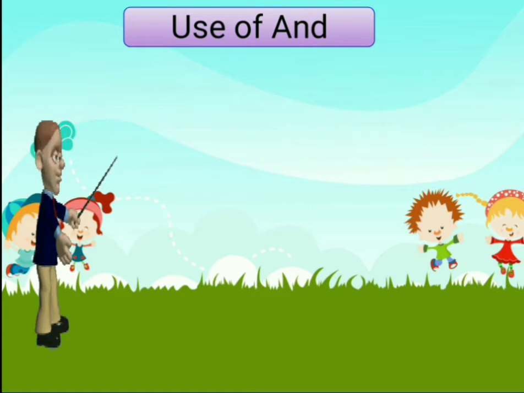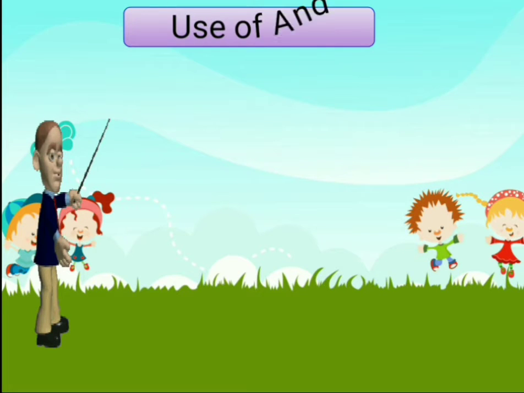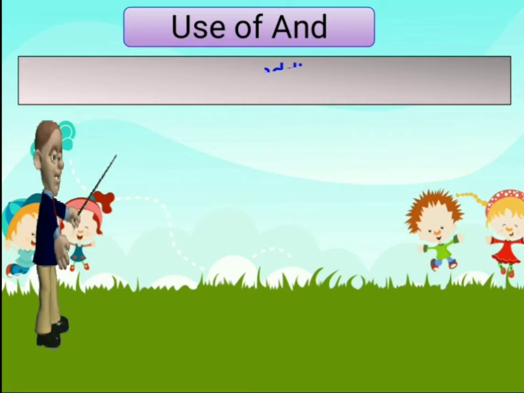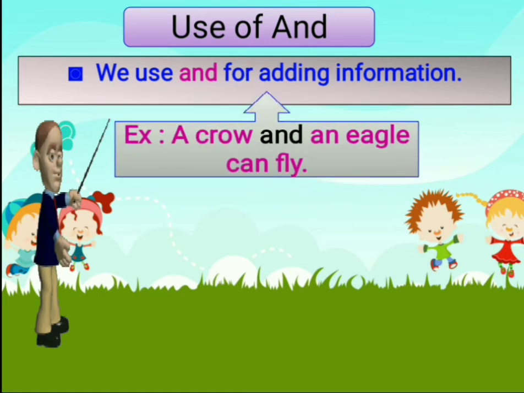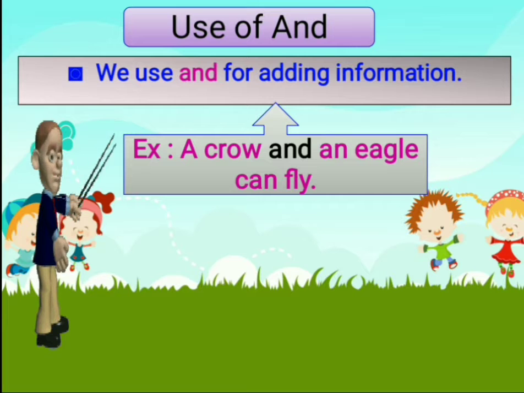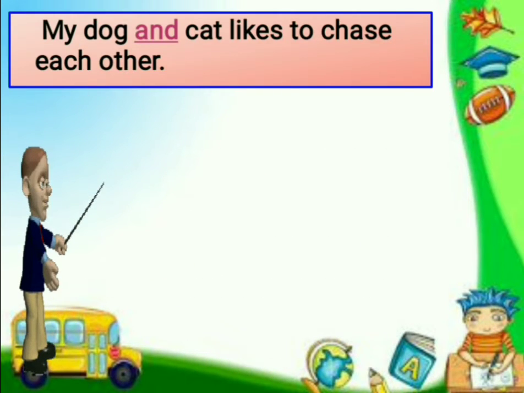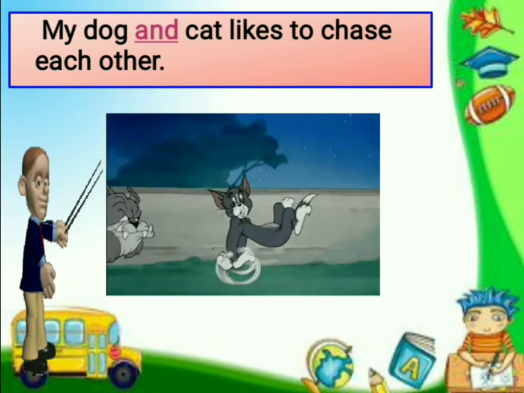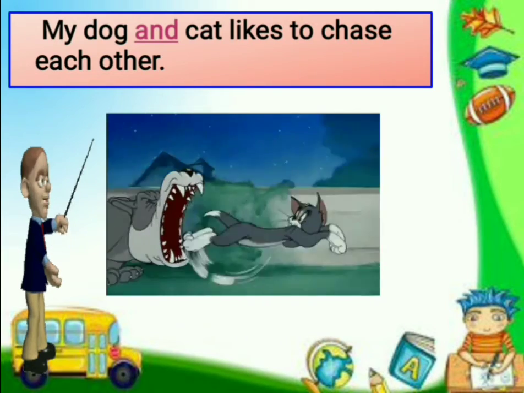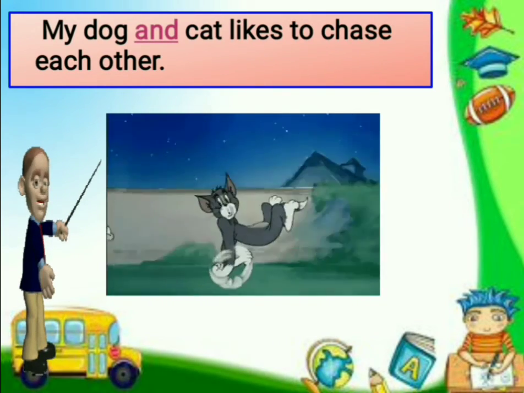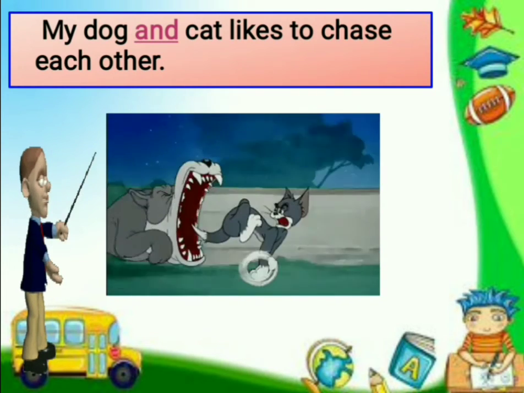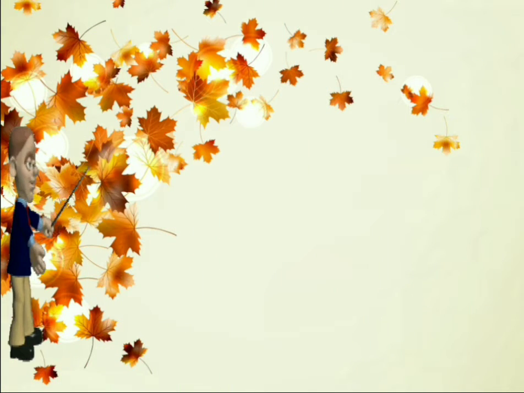So the first conjunction is and. We use the conjunction and for adding information. For example, a crow and an eagle can fly. Now let us see another example. My dog and cat like to chase each other. Dear students, in this sentence, the conjunction and is used to add information about the dog and cat. Now let us see the next conjunction and its uses.